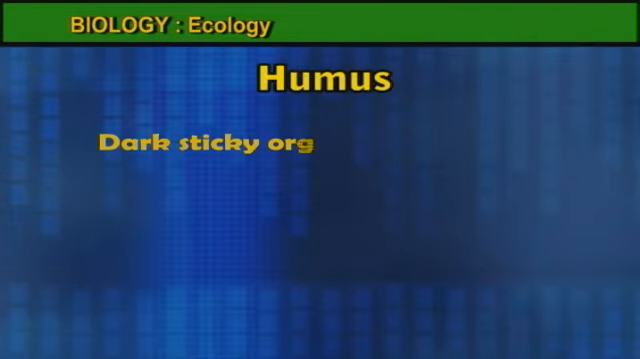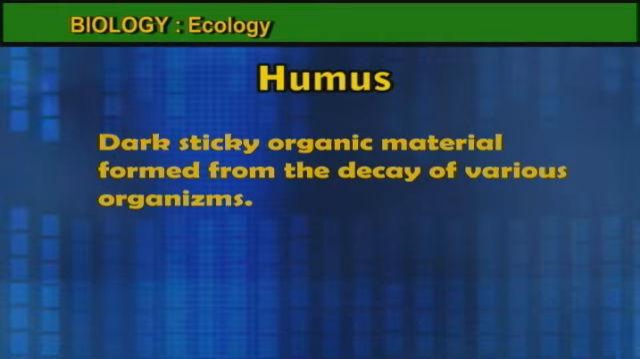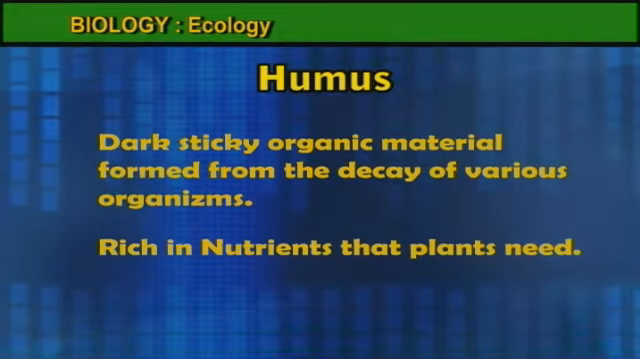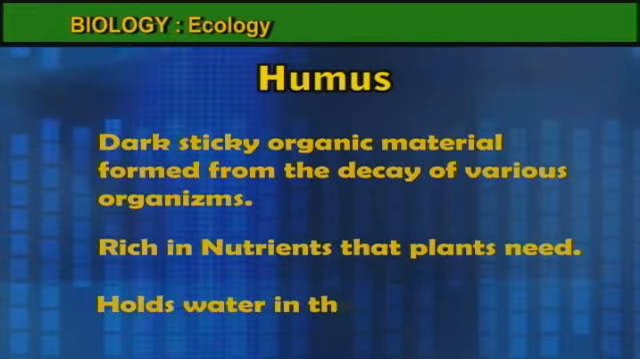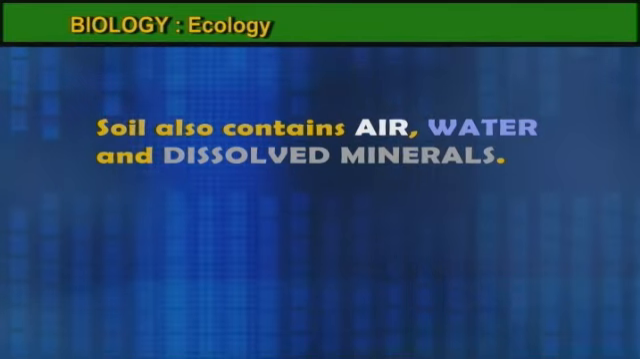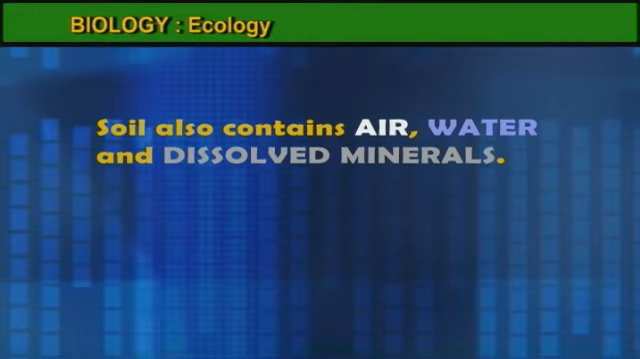Humus is a dark, sticky organic material formed from the decay of various organisms. Humus is rich in nutrients that plants need. It also holds water in the soil. Soil also contains air, water, and dissolved minerals.